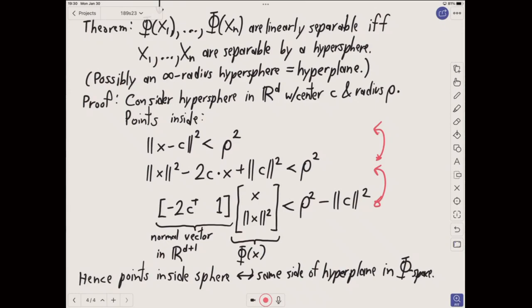Yeah. So the C here is also the origin of the circle or the hypersphere, and the C is also part of the normal vector for the hyperplane we constructed. Yeah, so the C, which is the center of the sphere or hypersphere, also becomes part of the normal vector in the higher dimensional lifted space. That's right.